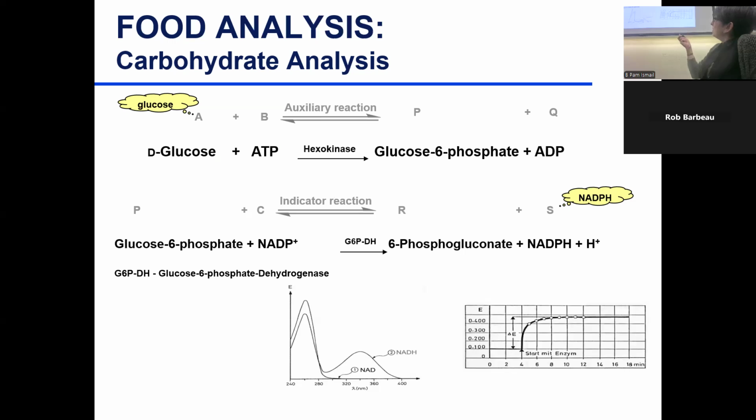One of the products here is glucose 6-phosphate, which reacts with NADP plus in the presence of another enzyme called glucose 6-phosphate dehydrogenase. So we're removing a hydrogen from glucose 6-phosphate and giving it to NADP to get NADPH. Now, NADPH absorbs light at a region where NADP does not. So we measure the absorption of this NADPH and trace it back to glucose using standards.